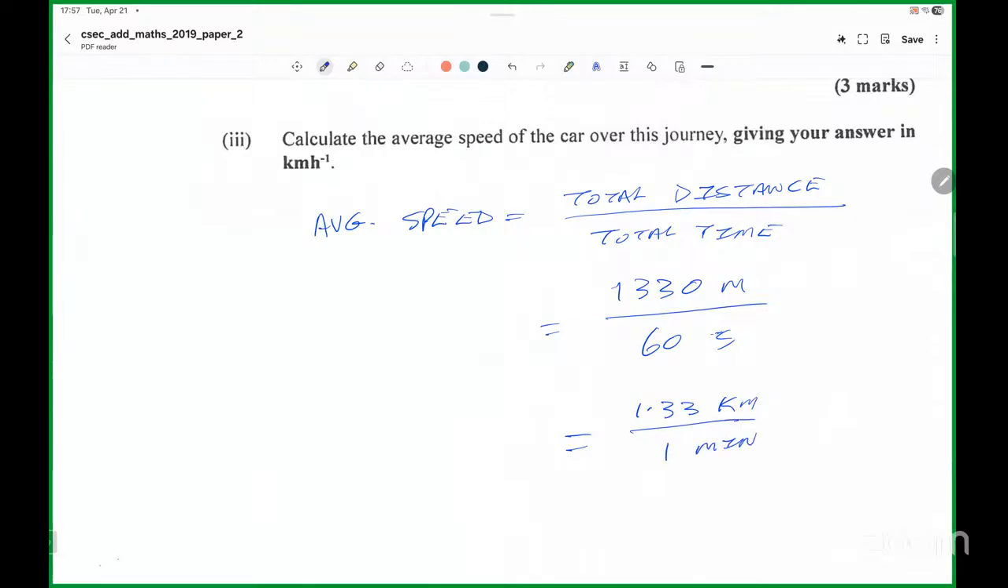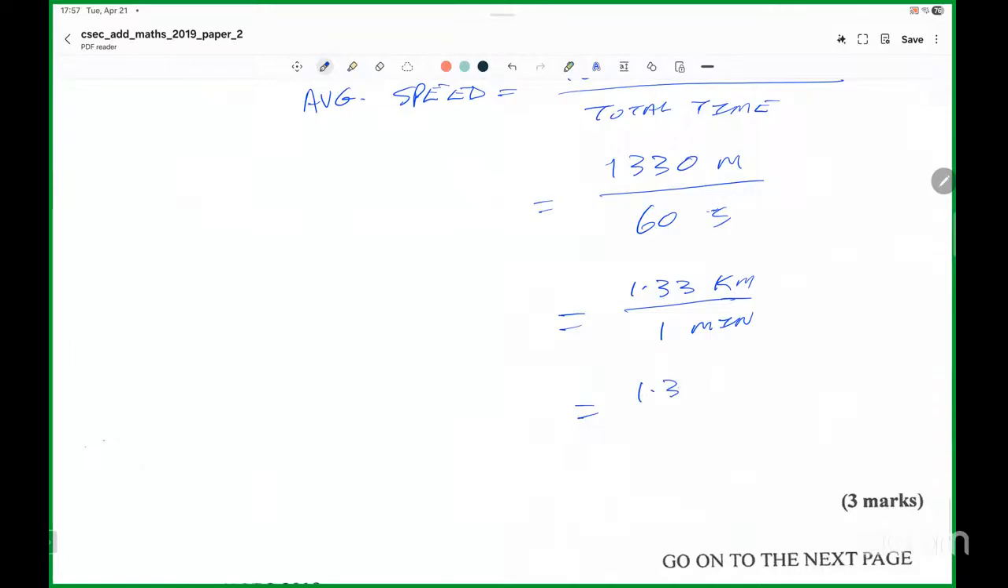Don't it? 60 seconds is a minute. 1330 meters is 1.33 kilometers, divided by 1,000 to get kilometers. And then you divide this 1 minute by 60 to get hours. So it becomes 1.33 kilometers over 1 over 60 hours, 1/60 of an hour. Whatever that works out to is the answer. Same as multiply by 60. 1.33 times 60. What do you get?